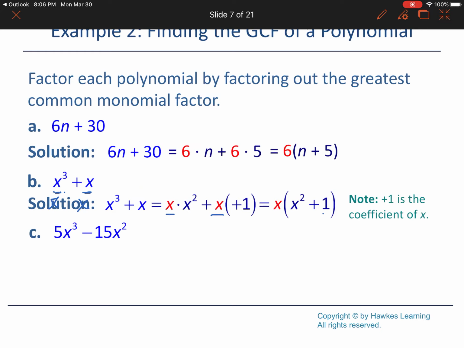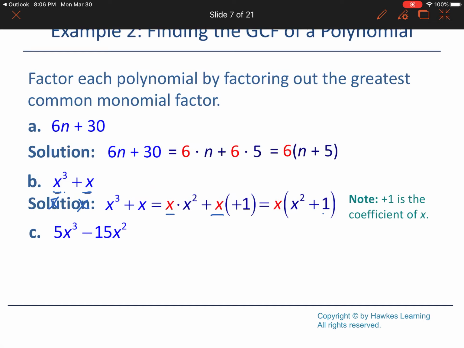All right, so here's one more. This time, I want you to see if you can figure out the greatest common factor and factor it out. See if you can figure out what will be left inside the parentheses when we factor out that greatest common factor. So go ahead and pause the video if you need a little bit of time and figure out what that is, the greatest common factor, and then do the factoring out.